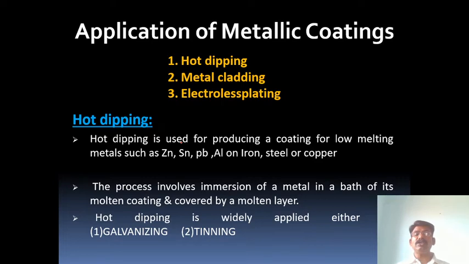This process also involves two types: one is galvanizing and the second one is tinning. The hot dippings are two types, galvanizing and tinning. Galvanizing means you have to use the zinc metal, and in tinning you have to use the tin metal.